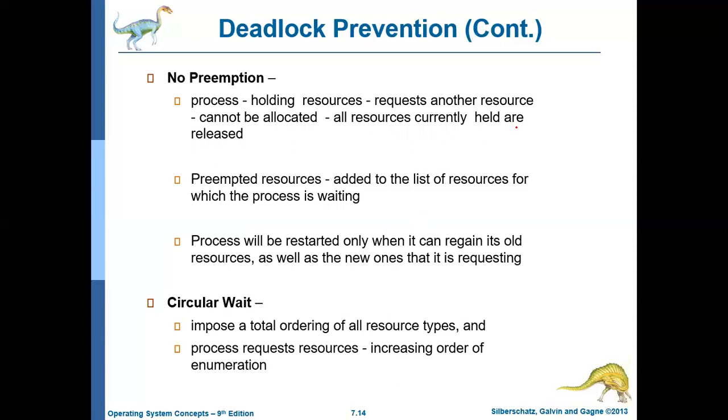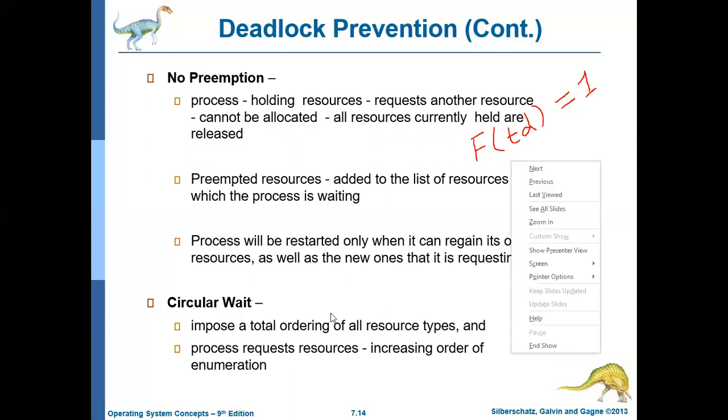So let us assume that we have some functions, say f of td. td represents tape drive. So f of td is equal to 1, which means currently my system has one tape drive. Tape drive is something like a CD drive which is used to play video or audio tapes.